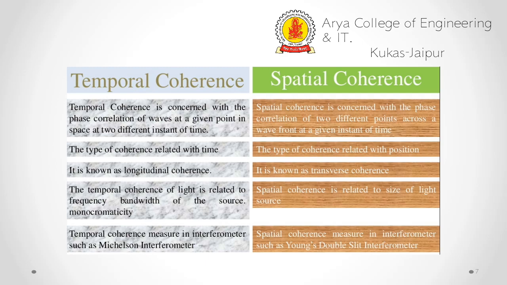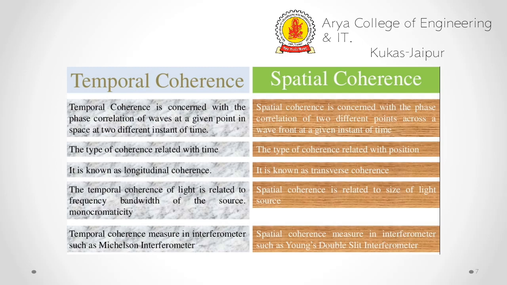Temporal coherence is the type of coherence related to time. Spatial coherence is related to position. Temporal coherence is known as longitudinal coherence, and spatial coherence is known as transverse coherence. The temporal coherence of light is related to the frequency bandwidth of the source, that is, monochromaticity. Spatial coherence is related to the size of the light source.